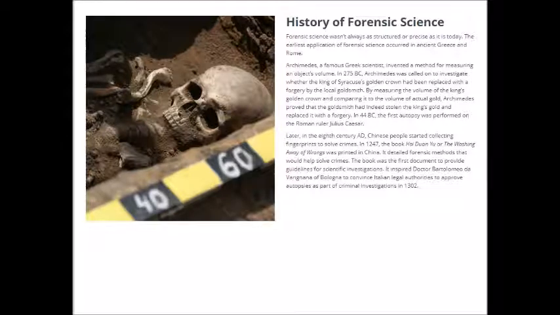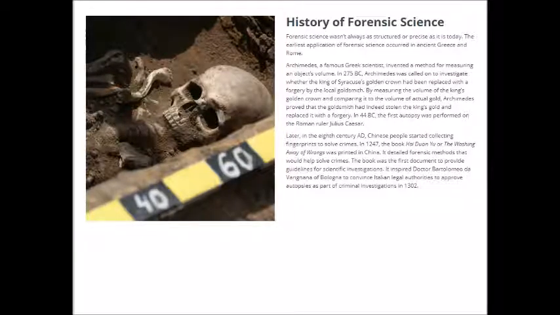So he was able to accurately measure the density of the crown, based on its volume and its weight, to tell if it was gold. And as it turned out, he proved that the goldsmith had stolen the king's crown and replaced it with a forgery, and I'm sure the goldsmith was immediately executed in some gruesome manner, because that's how they did it back then. In 44 BC, Julius Caesar had an autopsy performed on him to see what killed him.